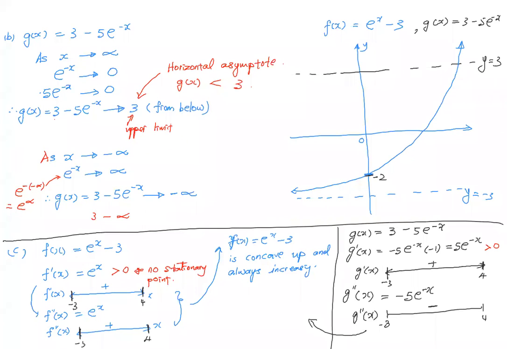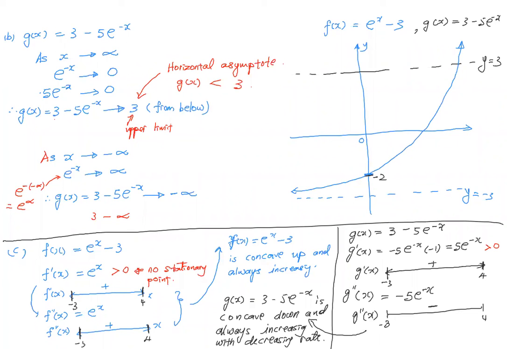g(x) equal to 3 minus 5e to the power of -x is concave down, and always increasing with decreasing rate. Okay, you see, Hafiz gave a better answer compared to my answer.